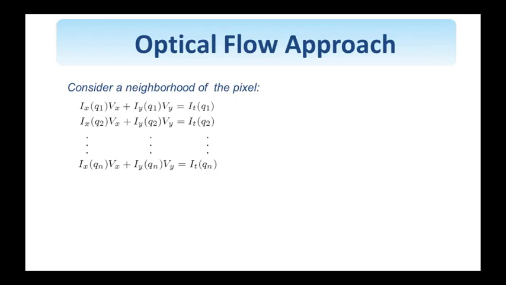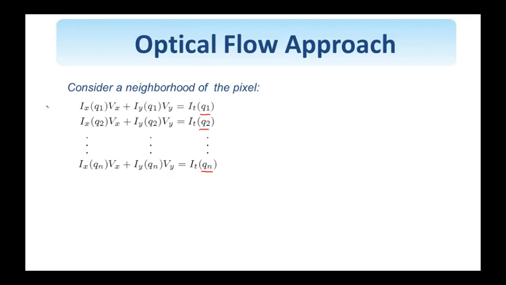In order to avoid the problem I just mentioned, which is having two unknowns and only one equation, I do a similar thing to what we did when we talked about block matching or region matching. That is, we assume that there is a neighborhood of pixels that they all undergo the same motion. So the pixel locations are indicated here by Q1, Q2, Qn. So there are little n pixels in this neighborhood.